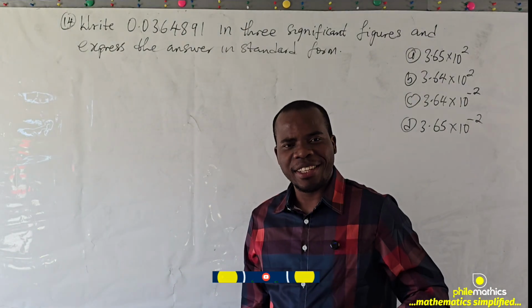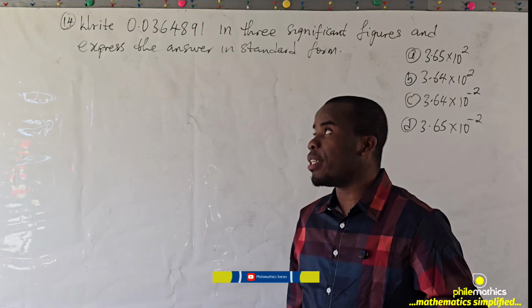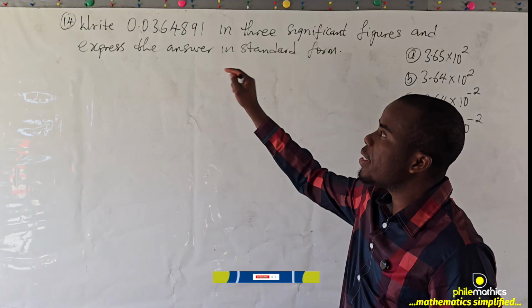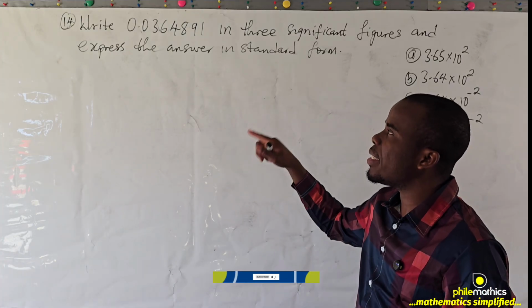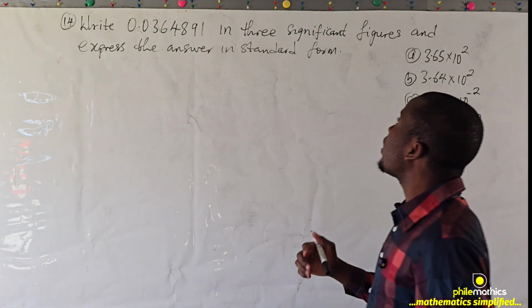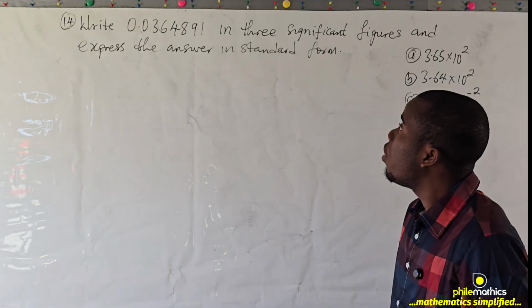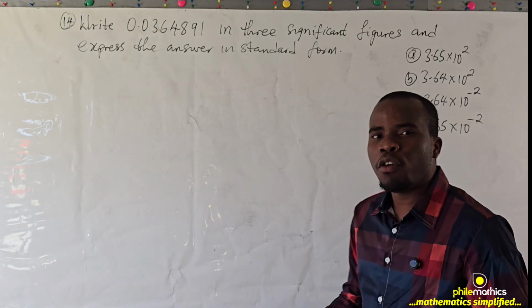Question 14 of 2025 WAEC Mathematics OBJ says, write 0.0364891 in three significant figures and express the answer in standard form. What does standard form mean?